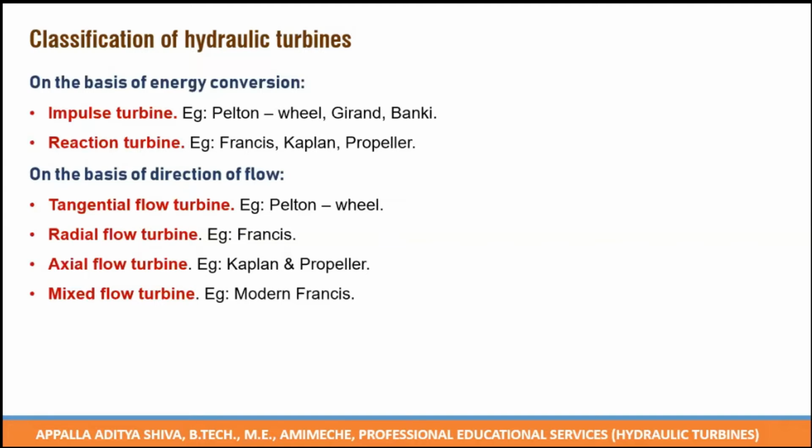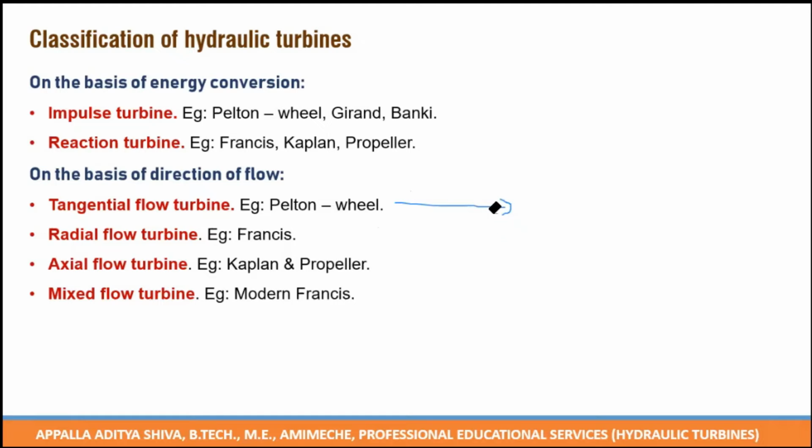Now, on the basis of the direction of flow. Here we have tangential flow turbine. That is, if we have a blade, so this is the blade, and if water is flowing as a tangent to this blade, we have it as a tangential flow turbine.